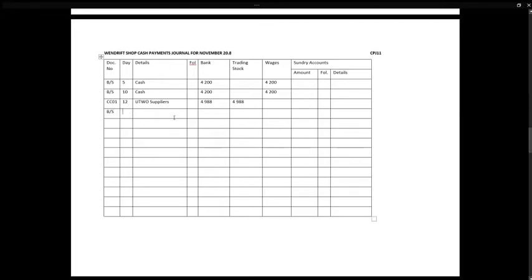This took place on the 15th. I don't have their names, therefore my details will only be cash, and the amount being deducted from my bank account is 4,200. My expenses, my wages, will increase with 4,200 Rand.